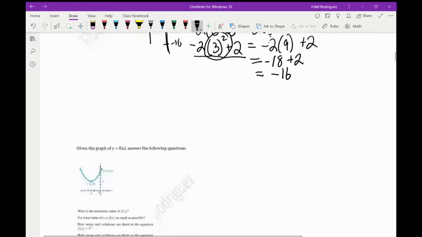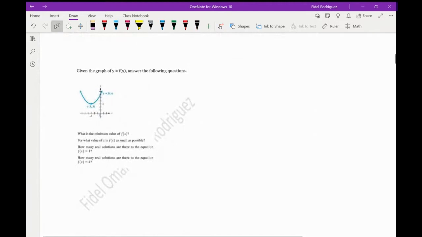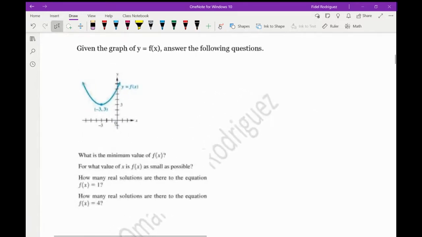Okay, so I'm going to keep scrolling on here, and we're going to see if we can answer some of these questions. It says, given the graph of y equals f of x, answer the following questions. It says, what's the minimum value of f of x?